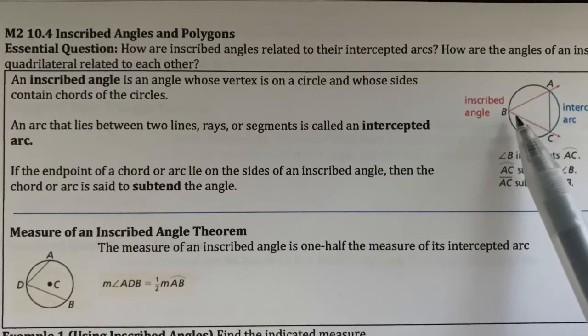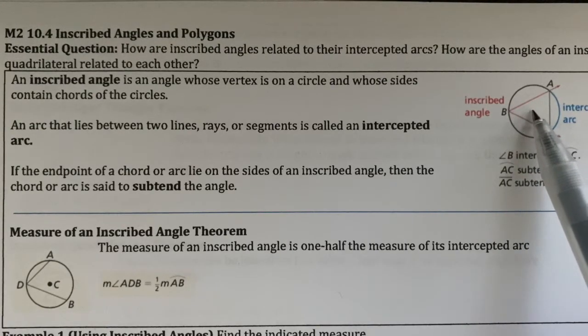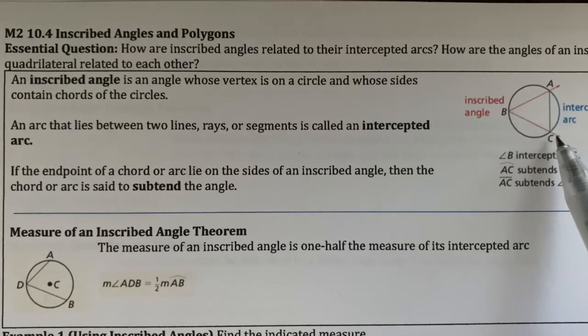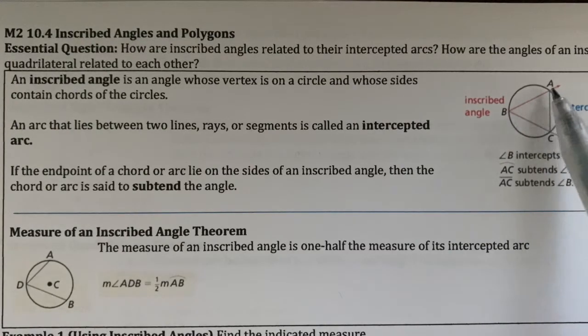So it's different from a central angle because a central angle has a vertex that's the center of the circle. And the arc that lies between those rays is called an intercepted arc. So that's this blue right here. If the endpoints of a chord lie on the sides of an inscribed angle, then the chord or arc is said to subtend the angle. So here, this arc AC subtends the angle B, and the chord AC subtends the angle B. So this is just some vocab.